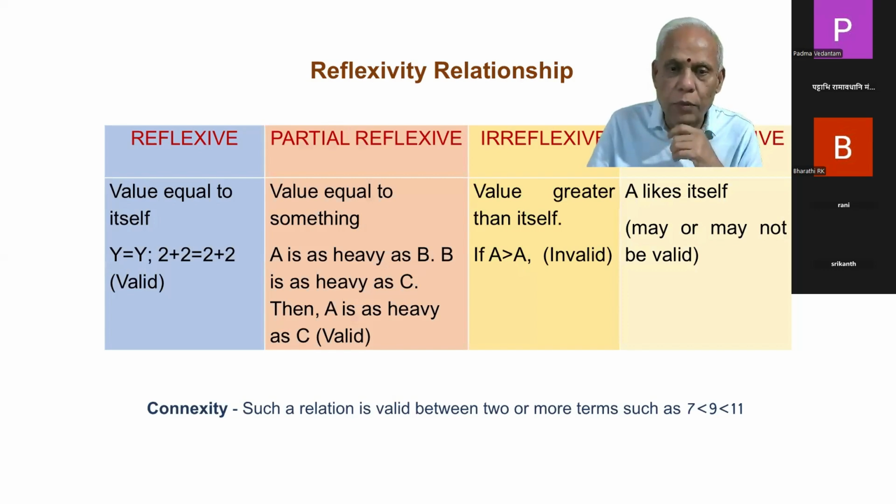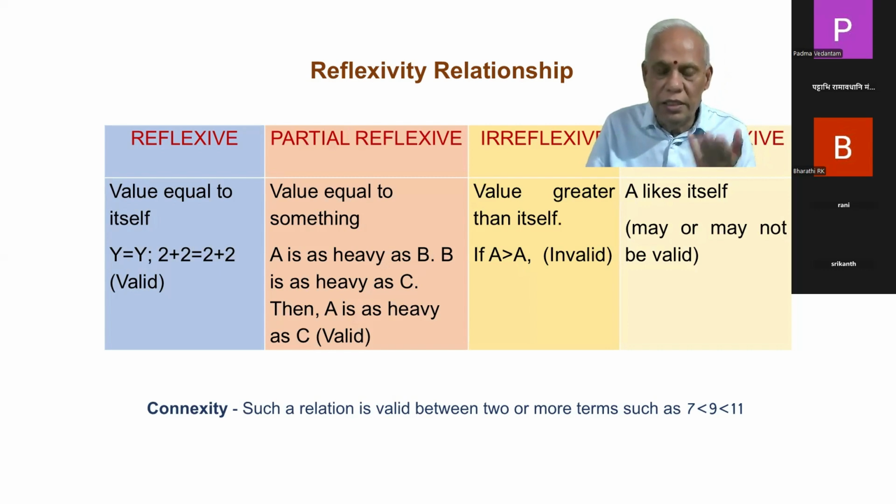And now we come to the point of reflexivity in relationship. What is a reflexive relation? Value equal to itself. When we say y is equal to y, like 2 plus 2 is equal to 2 plus 2, it is all the same thing. So it is valid. Reflexive means saying the same thing as the same thing. Naturally, reflexive is a valid argument.